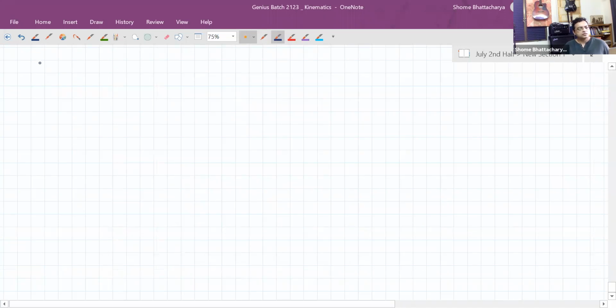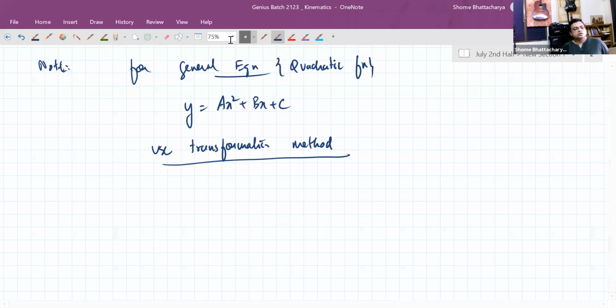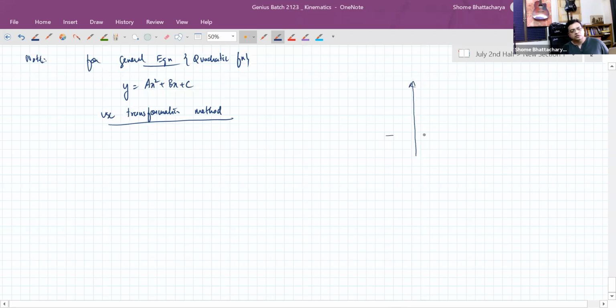But in general, for the general quadratic function, y is equal to ax square plus bx plus c, we can use the transformation method. So what is the transformation method? I'll show you. In maths, you will learn a lot of tricks of transformation later, but I'm just showing you a general one. Suppose this is the graph of y is equal to f(x), and now you want to plot the graph of a new function, which is y is equal to f(x) plus some constant.